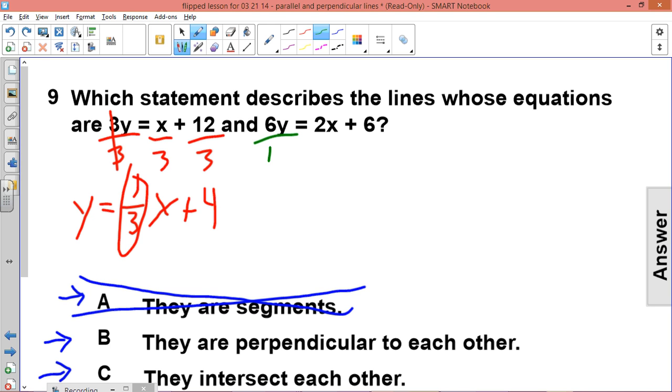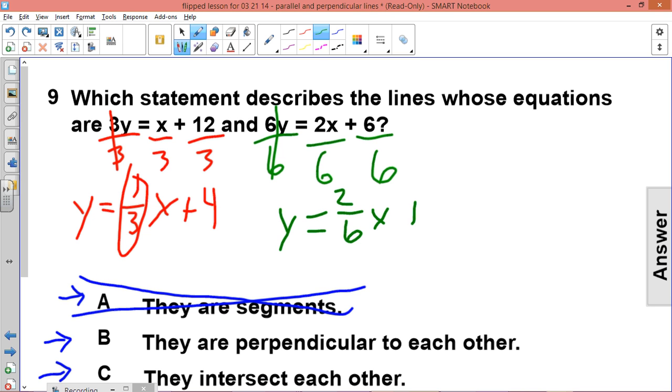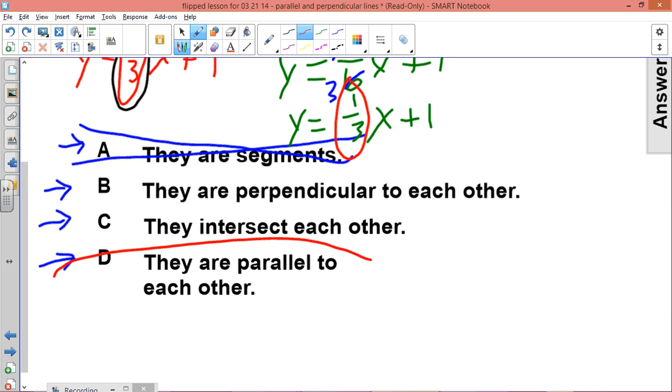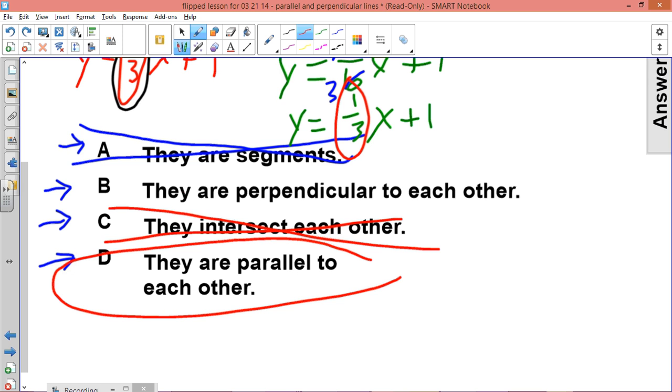Now if I find the slope of the other one, I can compare them. The second one, all I have to do is divide by 6, divide by 6, divide by 6. I get y equals 2/6 x plus 1. However, we should all recognize that 2/6 is really 1/3 in disguise. So my slope is really 1/3 because it's 1/3 x plus 1. And so I have my slope there. I have my slope here. All I have to do is compare the slopes. Because they are the same, I know that the lines are parallel to each other. And so they will never intersect, and they are not perpendicular.